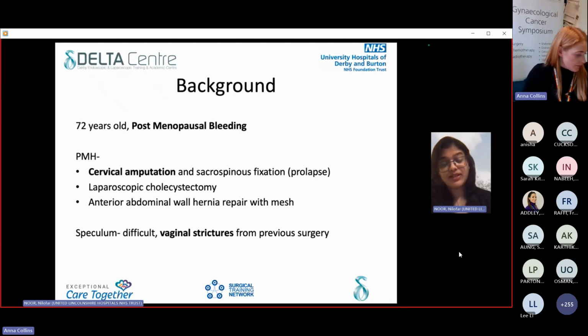She'd previously undergone a cervical amputation and sacrospinous fixation for prolapse. She'd also undergone a laparoscopic cholecystectomy and an anterior abdominal wall hernia repair with a mesh. Speculum examination was difficult owing to vaginal strictures from previous surgery.